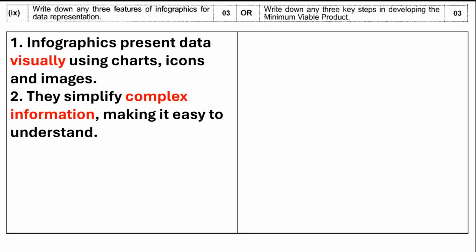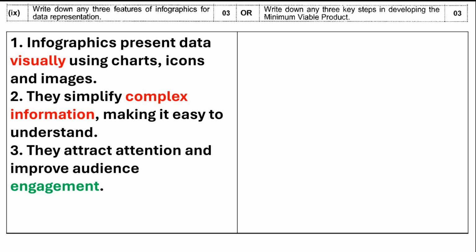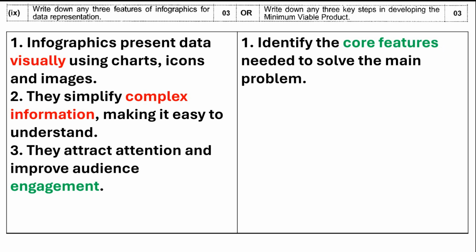Number two, they simplify complex information, making it easy to understand. You have a lot of data. If you present it in the form of visuals like charts, icons, and images, it will be better understood. Number three, they attract attention and improve audience engagement. These are the three benefits. Write down any three key steps in developing the minimum viable product.